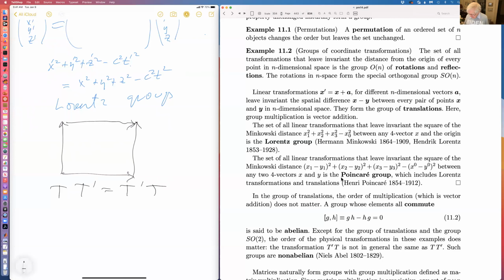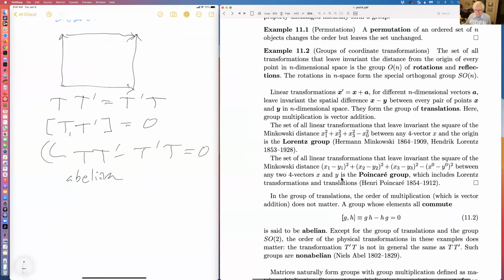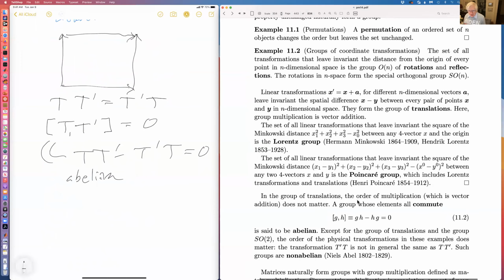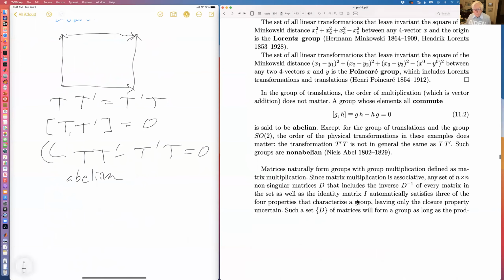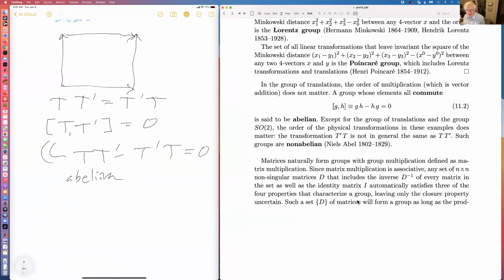And groups that have this property, which we would say is that the transformations commute, the order doesn't matter, where this by definition is T prime T minus T T prime. If this is equal to 0, then we say the group is abelian. And that's named after Niels Abel, who unfortunately had a very short life.